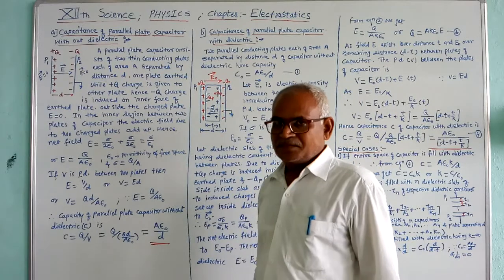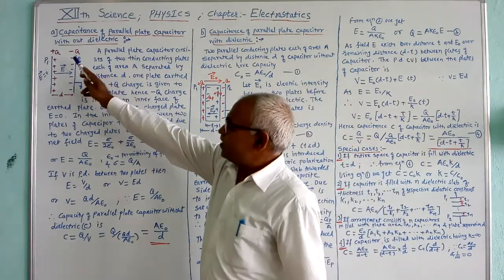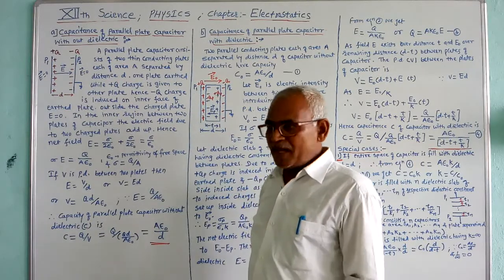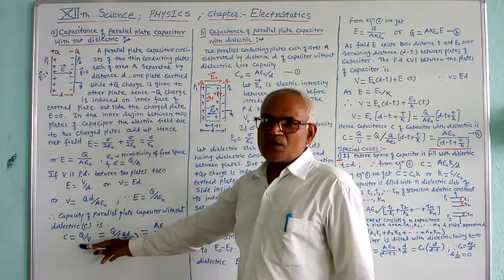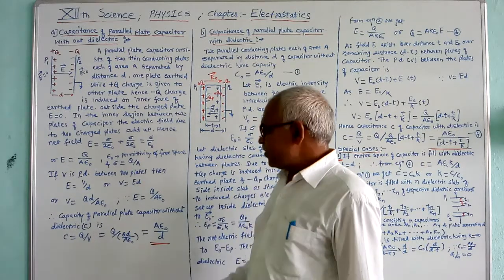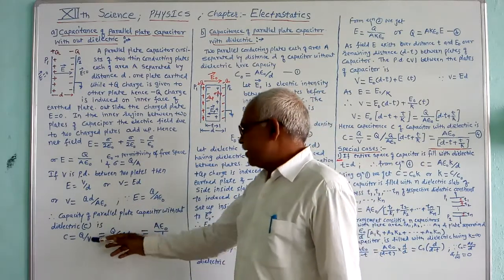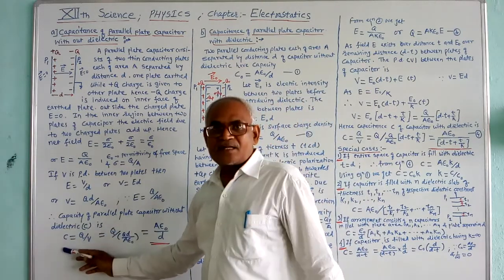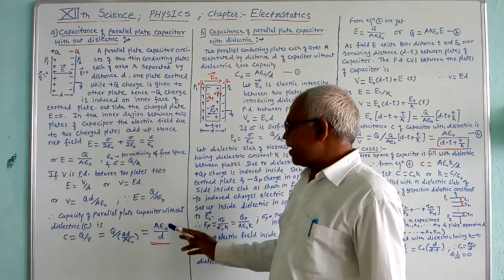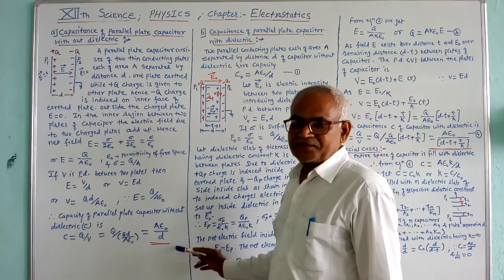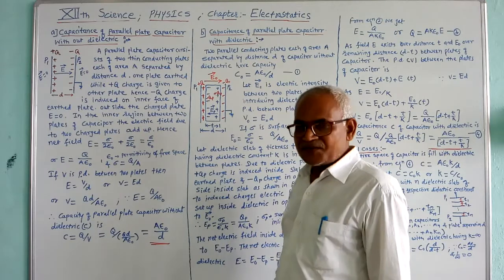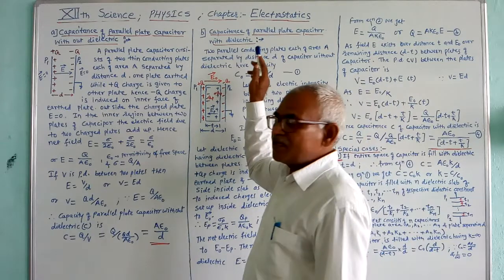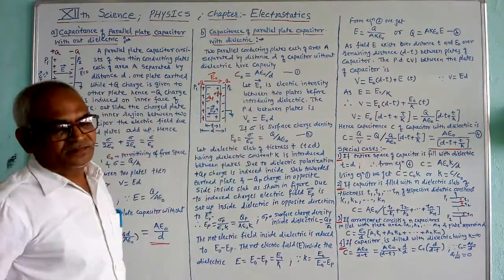Now if C is the capacity of this parallel plate capacitor without dielectric, then by definition C is equal to Q by V. Substituting the value of V, we get the capacity of the parallel plate capacitor without dielectric equal to A epsilon 0 upon d. After this, we have to see the capacity of a parallel plate capacitor with dielectric.